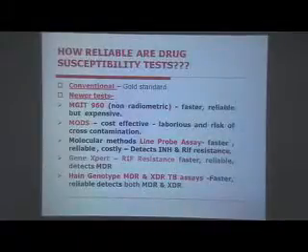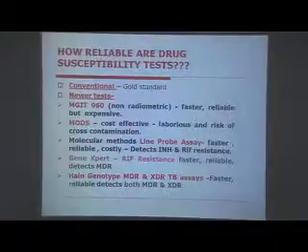So, how reliable are the drug susceptibility tests? It is another thing, because we have these laboratories in every state. We have 2 or 3 laboratories. Every lab has its own testing facility. So, they come out with so many newer tests, but how reliable are they? Conventional LJ medium culture is the gold standard. Please remember, all of us have read about LJ medium from our undergraduate days. That is the gold standard.